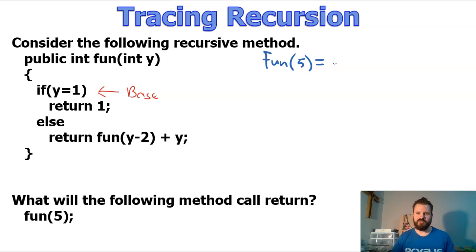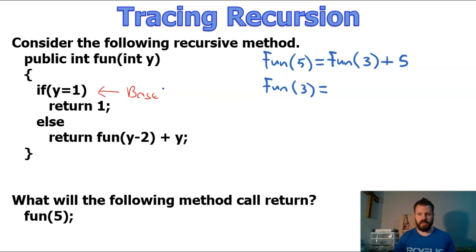So in other words, we could say that fun of 5 is equal to fun of 5 minus 2, to be 3, plus the y, the 5. So if I want to know what fun of 5 returns, I first need to figure out what fun of 3 returns. Again, reading through that, if I plug a 3 in, we're not going to satisfy our base case. We're not going to return 1.